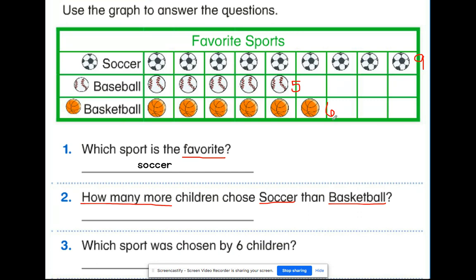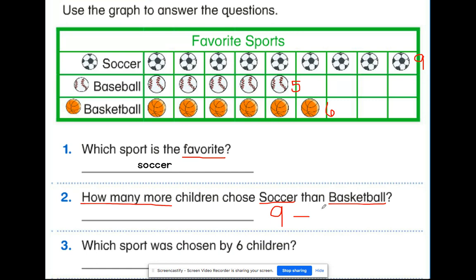We learned in our lesson today that we can just subtract in order to find the difference between the two. So let's do that. If soccer got 9 votes, and we always want to start with the larger number, we're going to write 9, and then we're going to subtract that from our other category, which was basketball.